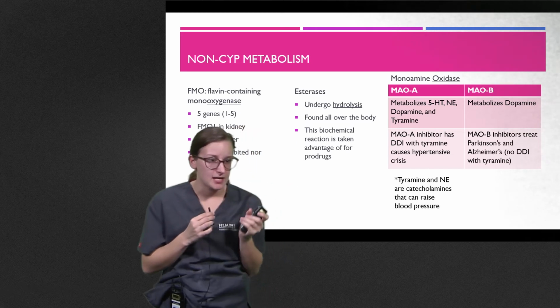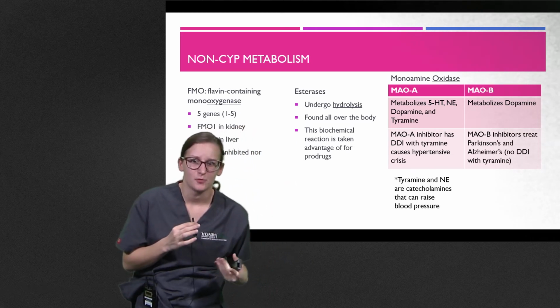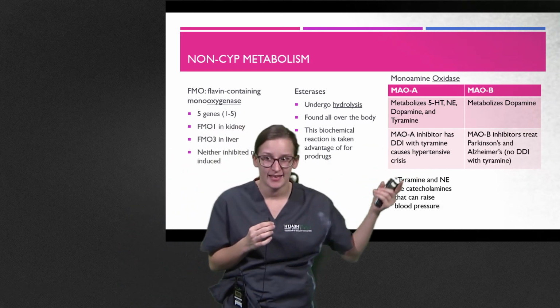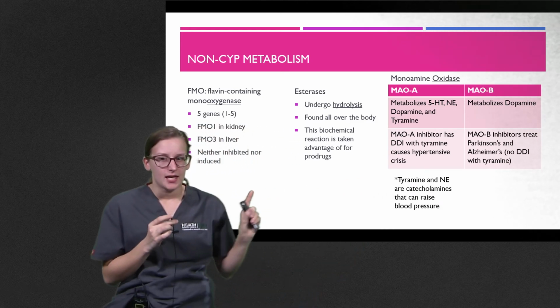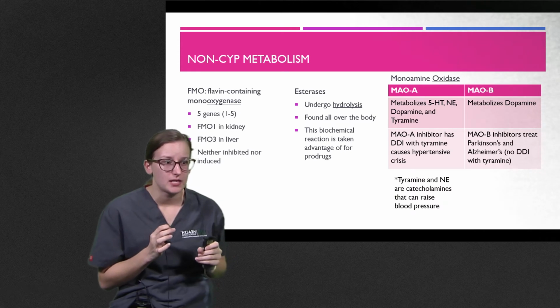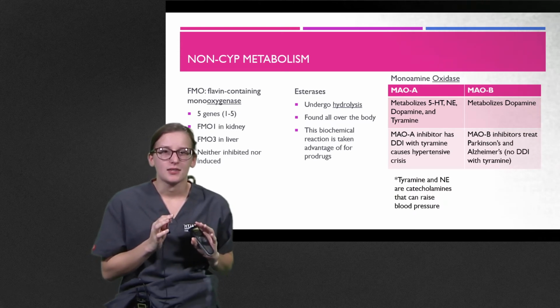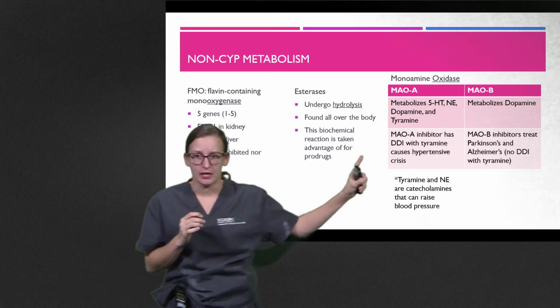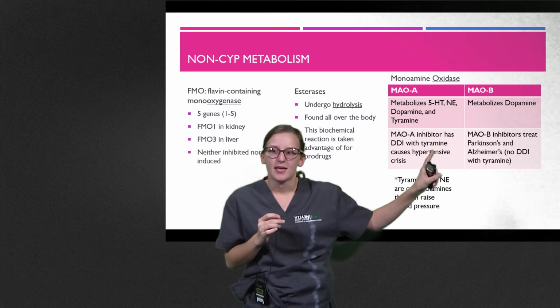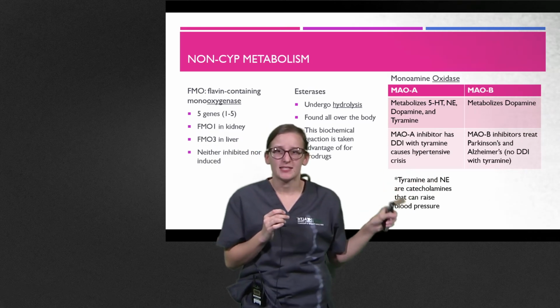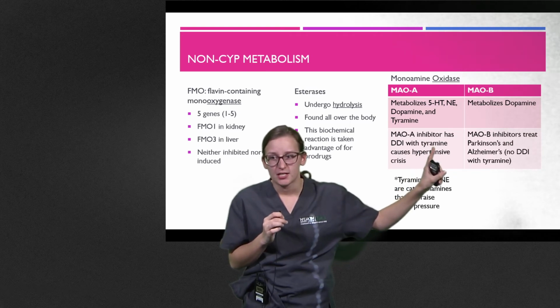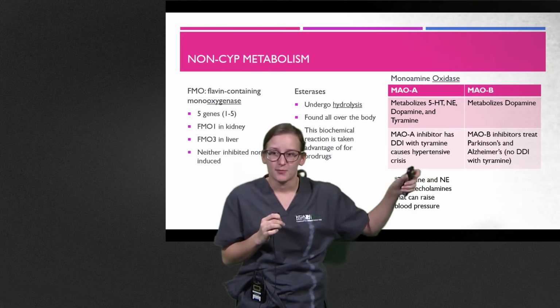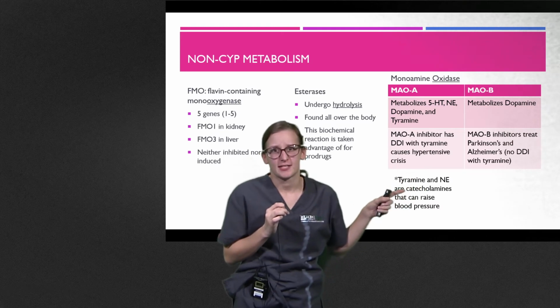I think the biggest thing is you're going to learn this a lot in neuro and you'll be like, oh, that's why we have to know these enzymes. But MAO-A, if you inhibit it, it can actually cause hypertensive crisis because you're inhibiting the degradation of tyramine, which is kind of like epinephrine. They're like catecholamines that can raise blood pressure. So if you're not degrading or breaking down tyramine, you're actually increasing your blood pressure. You can cause a severe hypertensive crisis.